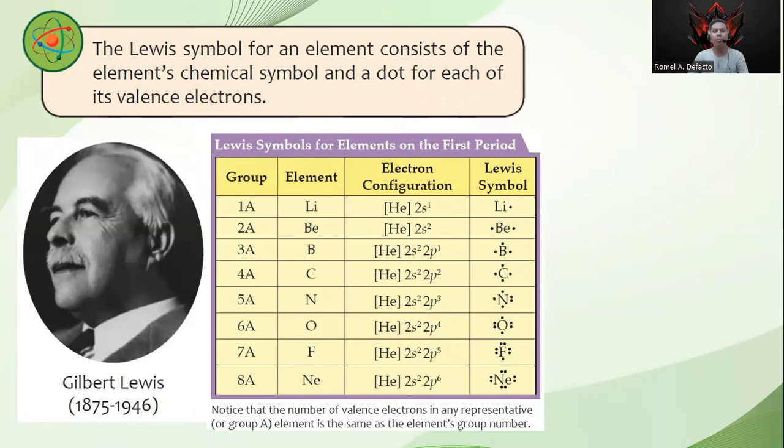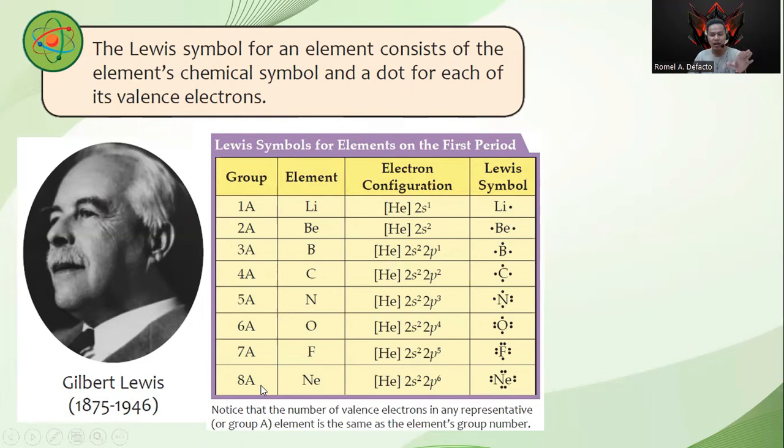So, for example, all of the elements under group 1A, meaning they only have one electron in the outermost shell. So you will only see the symbol for lithium, for example, and one dot. Then all of the elements under group 2A should have only two electrons. So you can see there 2 dots, until group 8.